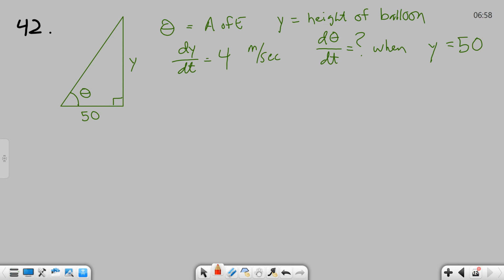Problem 42 is a little change of pace from some of the other things we did. Initially, when you look at the problem, you're thinking, oh, this is another Pythagorean theorem problem, but it's actually not. It actually involves a little bit of trig.